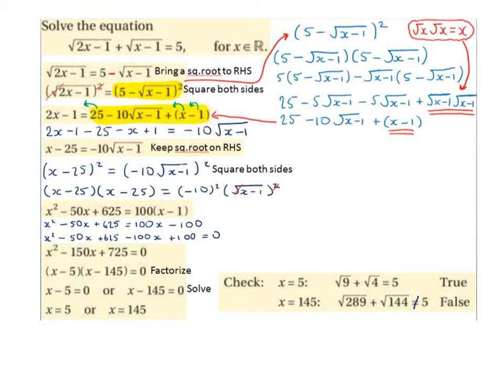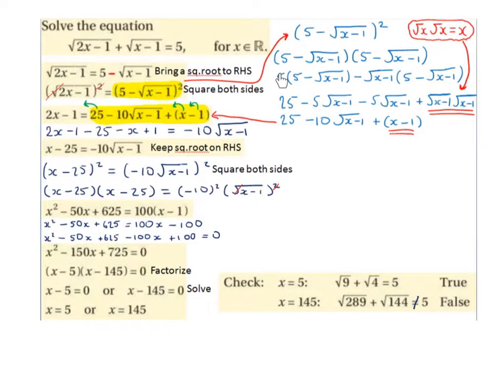Now on the left hand side, the root and the squared will cancel out and we can just bring down what's underneath the root, which is 2x minus 1. But we need to work this out separately. So 5 minus root x minus 1 squared becomes 5 minus root x minus 1 multiplied by 5 minus root x minus 1.